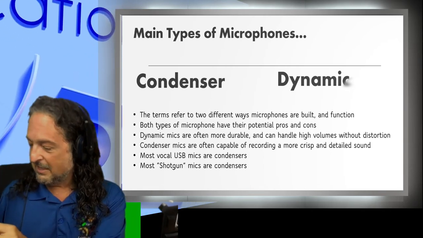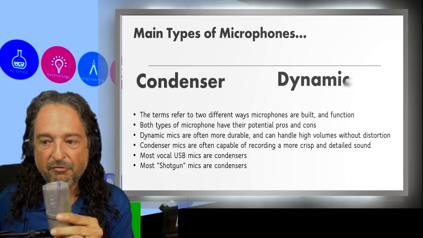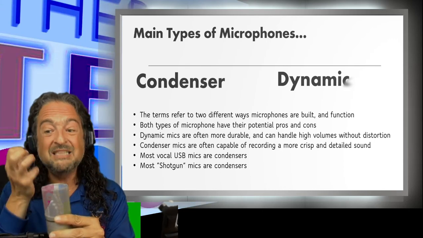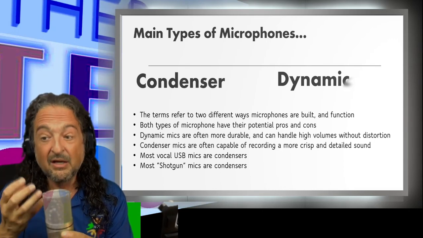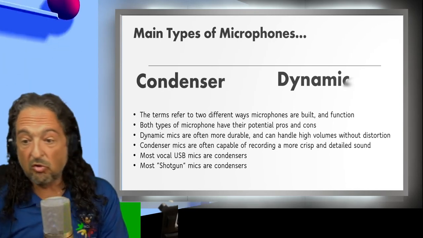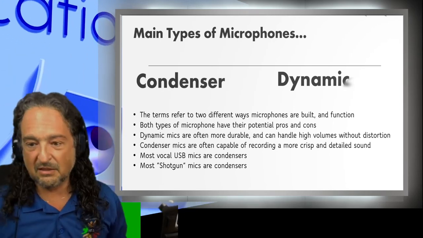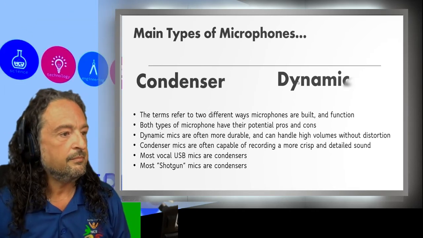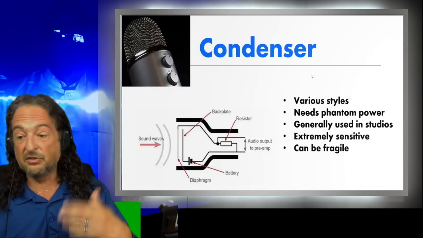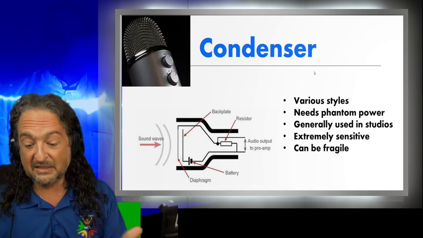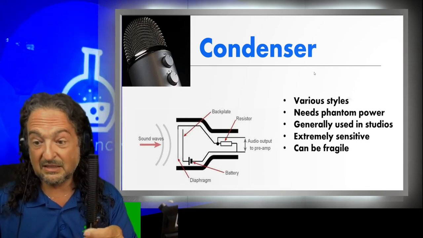Condenser microphones like this studio mic are much more fragile and are going to give you much higher quality sound, and are generally used in more controlled situations such as studios or on sets of TV shows or movies. So condensers, there's various types of condensers and various styles, as we said. You can have a shotgun style condenser.